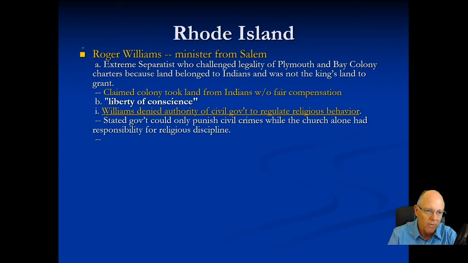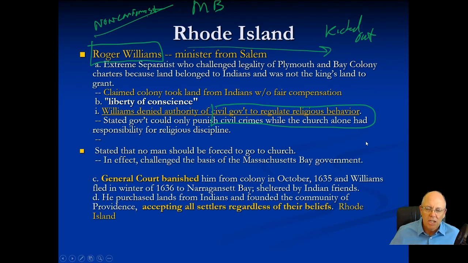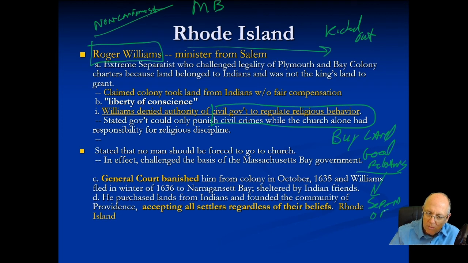And Roger Williams is another one of these dissenters or nonconformists. What he ends up doing is criticizing the leaders of Massachusetts Bay. And he gets exiled. He gets kicked out. He is most notably known for separation of church and state. He said civil government should not regulate religious behavior. The government should not tell you how to behave with religious elements. He was an agitator, and they kicked him out. He ended up going to Rhode Island, where he will buy land from the Indians, and he will have good relations with the Indians, and he will be known for separation of church and state.